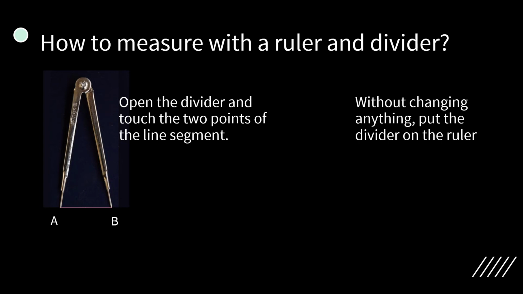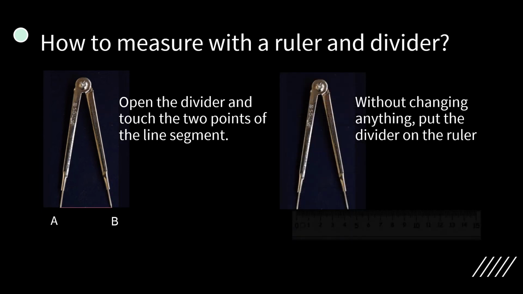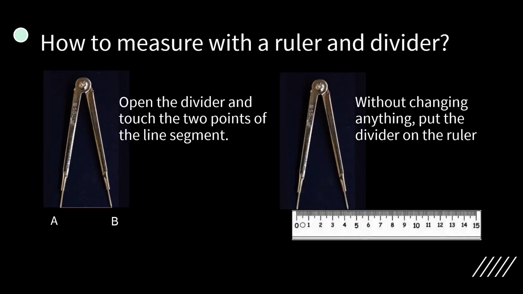Then, without changing anything on the divider, we will put the divider on the scale. The 0 must touch one point of the divider. We will take the reading from the other point. This tells us that the length of the line segment is 4.4 centimeters.